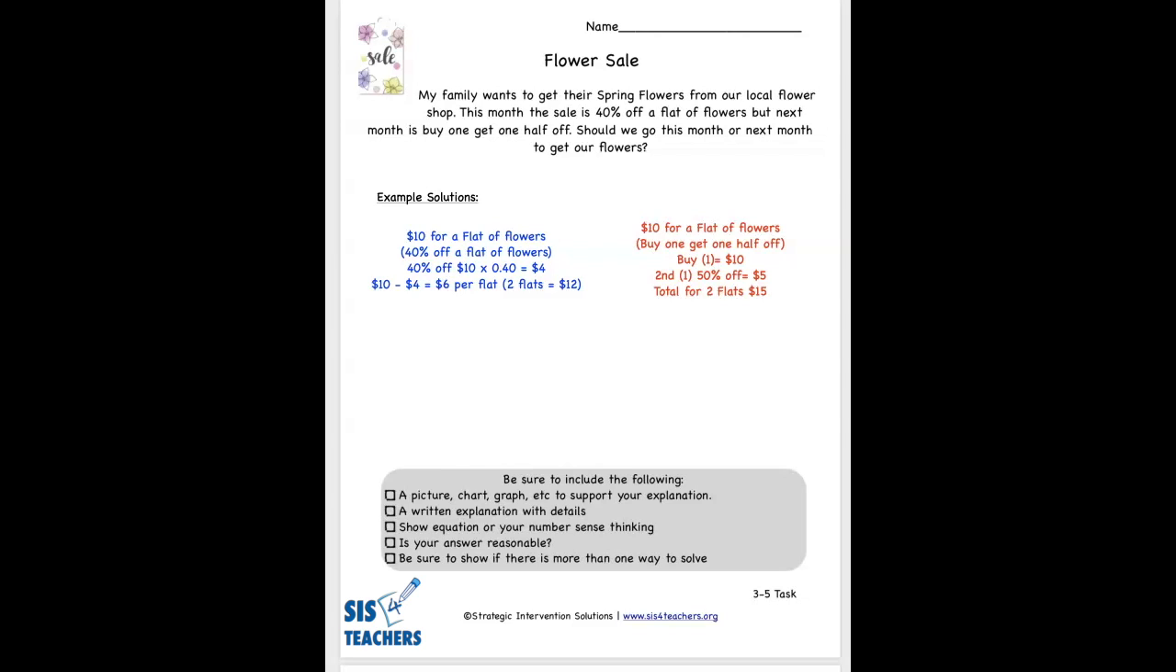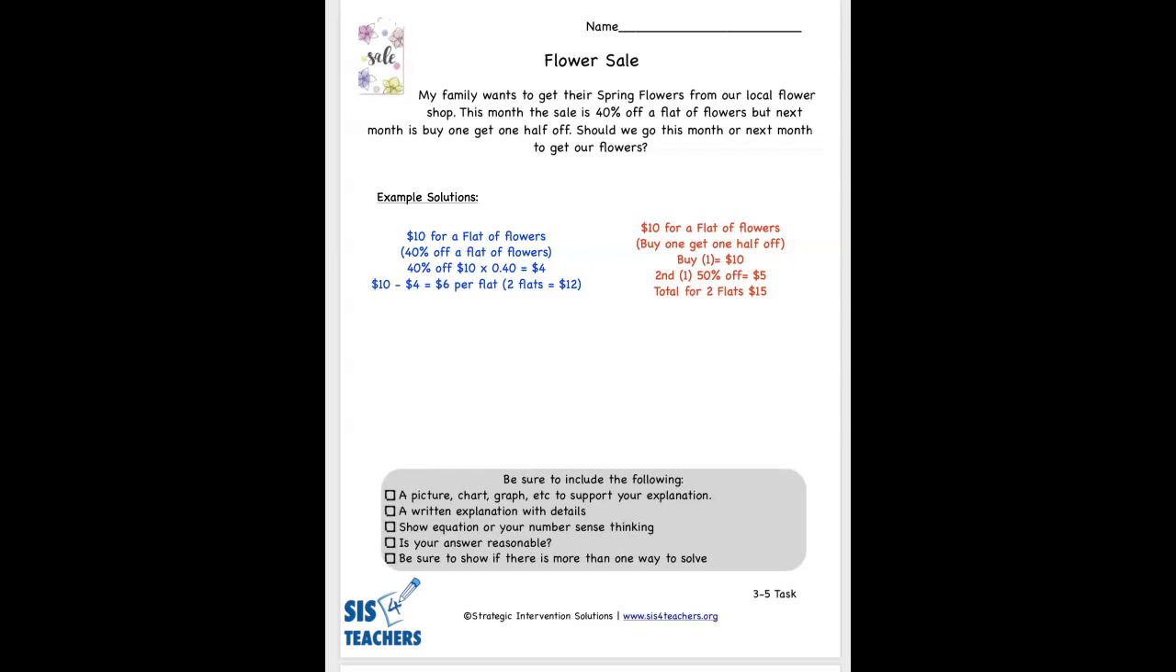I chose to put the price for 2 flats, knowing that if the sale is buy one, get one half off, you're going to have to buy 2 flats, so I could compare. In the red, I made the flat of flowers the same price, but I wanted to show what it would be like for buying one, getting one half off. I knew if I bought one, it would be $10, but the other one would be half off. Easy to do with $10, so I know that's 5. Therefore, the total for the 2 flats would be $15.